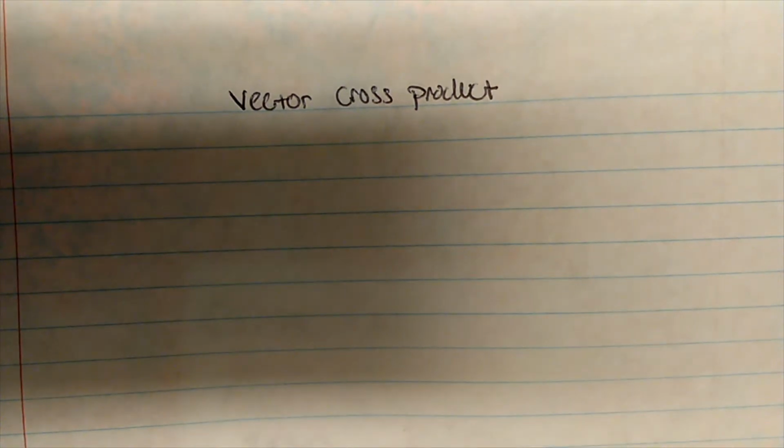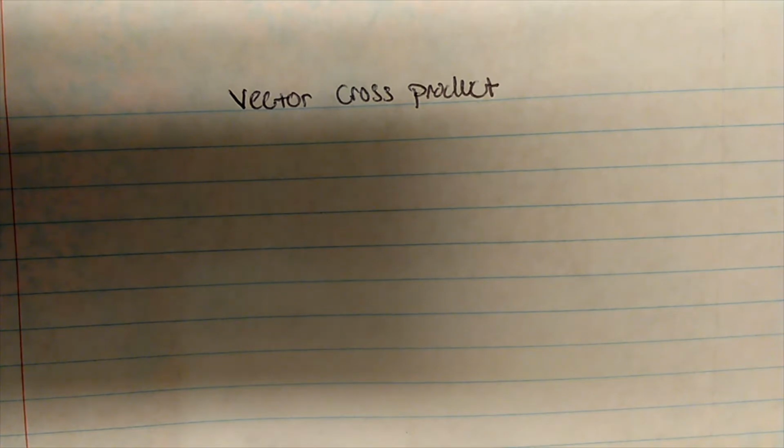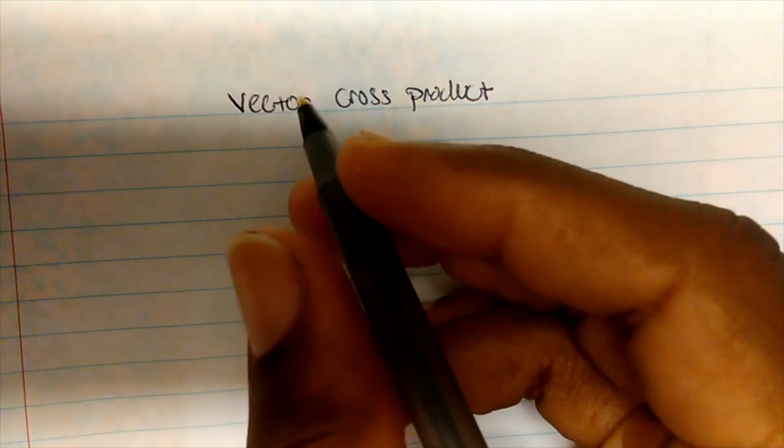So in this video, we're going to talk about the vector cross product, and how we're finding a vector that's perpendicular to both of the vectors that we're crossing. Okay, that's the idea. So the first thing I'm going to start off with is this idea.